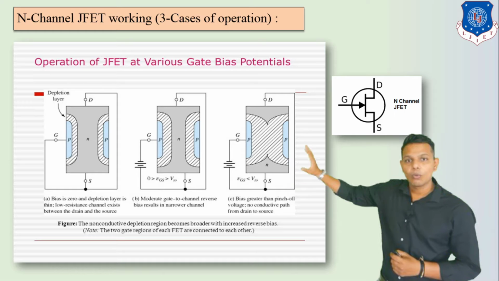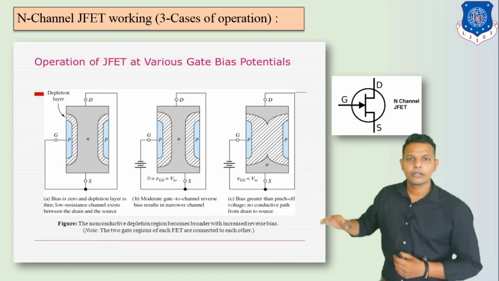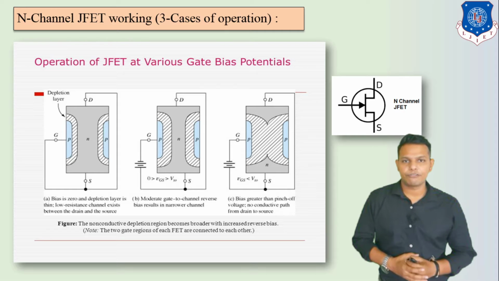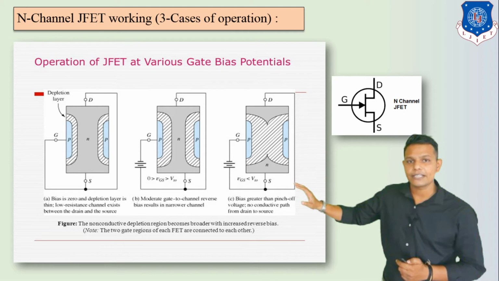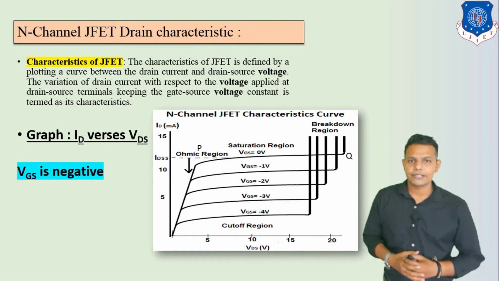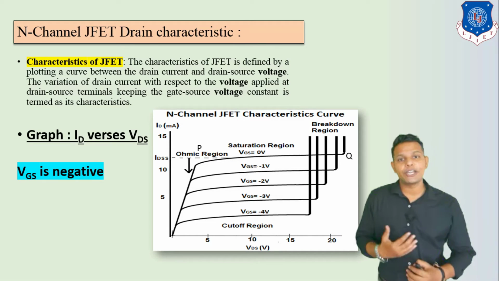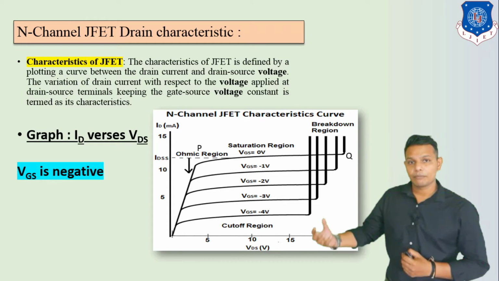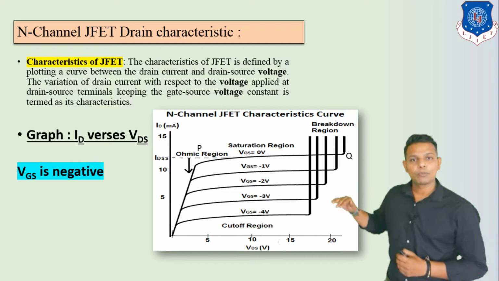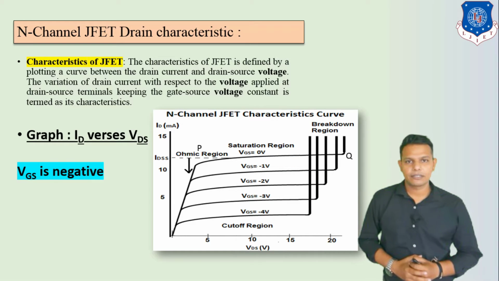So on this working principle we are going to draw characteristics. Here it is most important to draw the characteristics of the N-channel JFET. So remember these three cases, we are going to use them in the graph. So let us start with its characteristics. Now here the N-channel JFET characteristics we can see are basically the drain characteristics, or more precisely we can say output characteristics, because here the output voltage is on the x-axis and the output current on the y-axis.